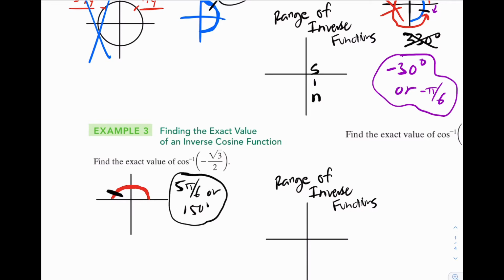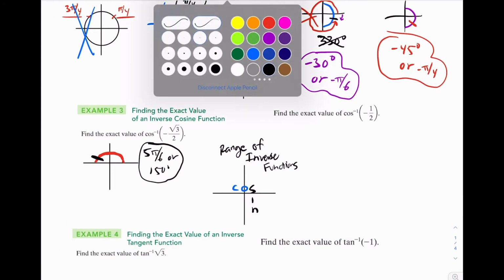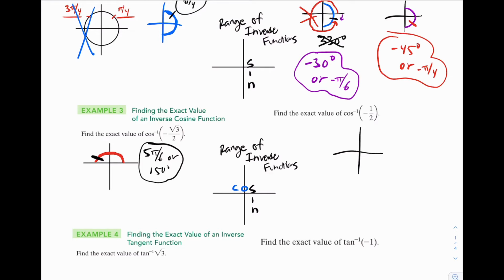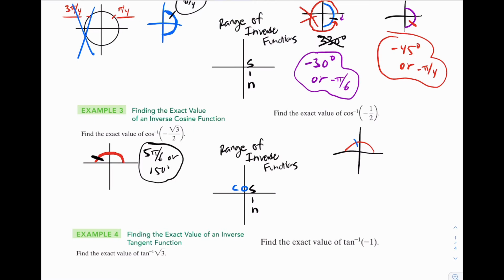Our cheat sheet, we can add to it now: sine, and cosine. It fits really well. Let's try one more example. We're going to highlight quadrants 1 and 2. Negative 1/2 is right here. The answer is 2 pi over 3, or 120 degrees.